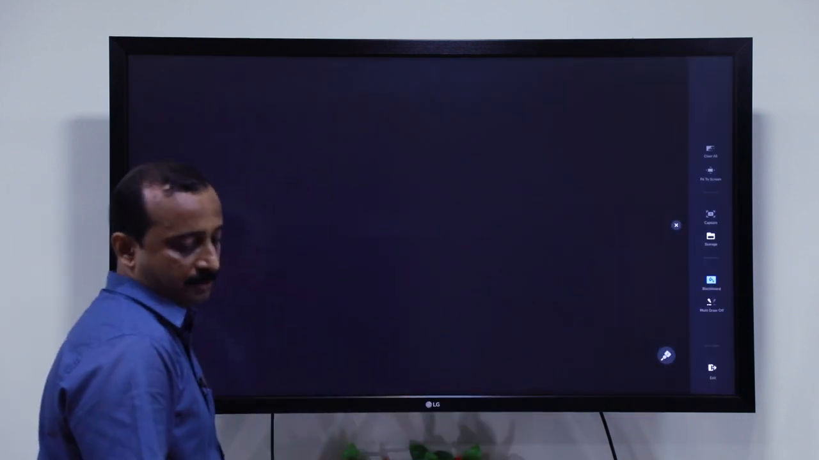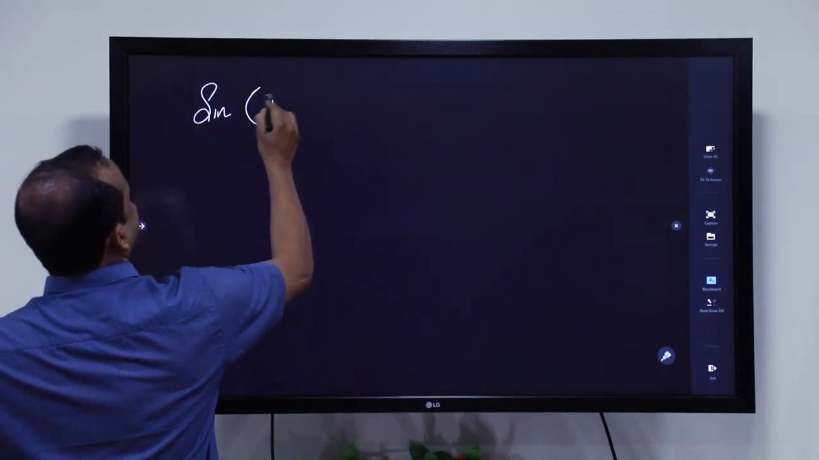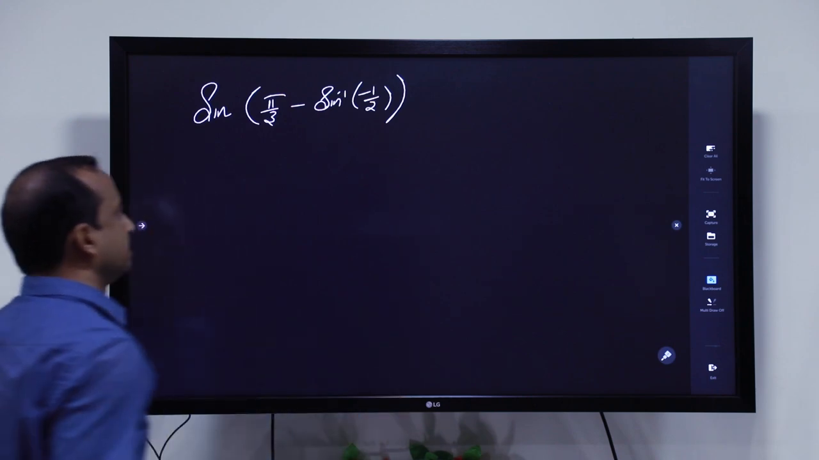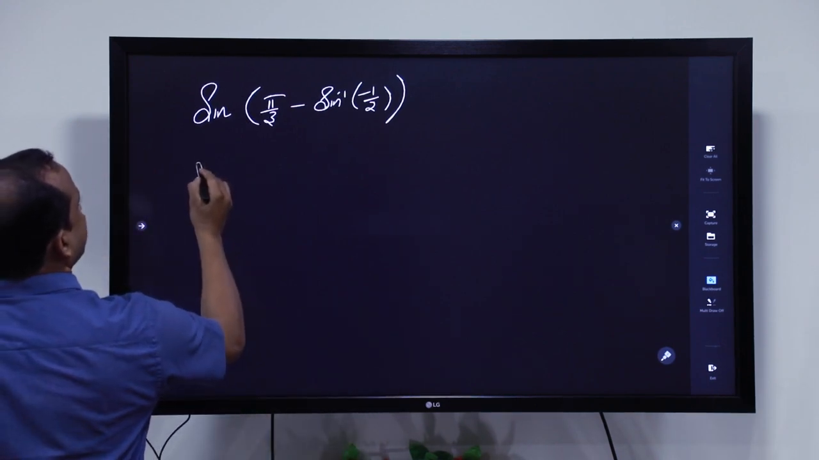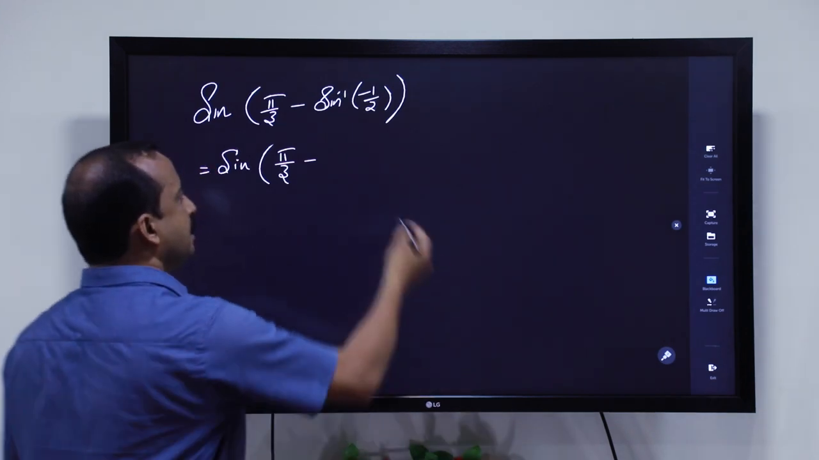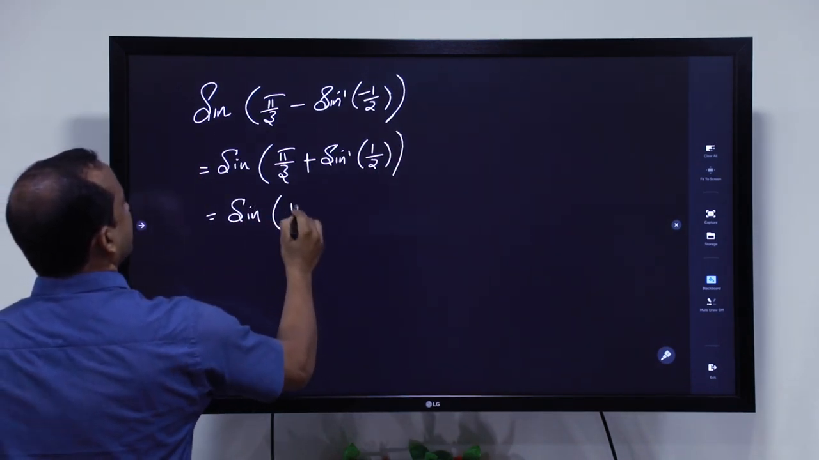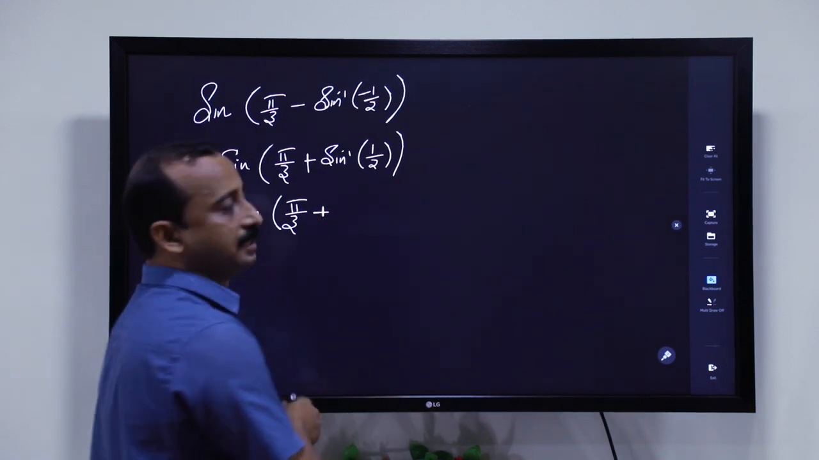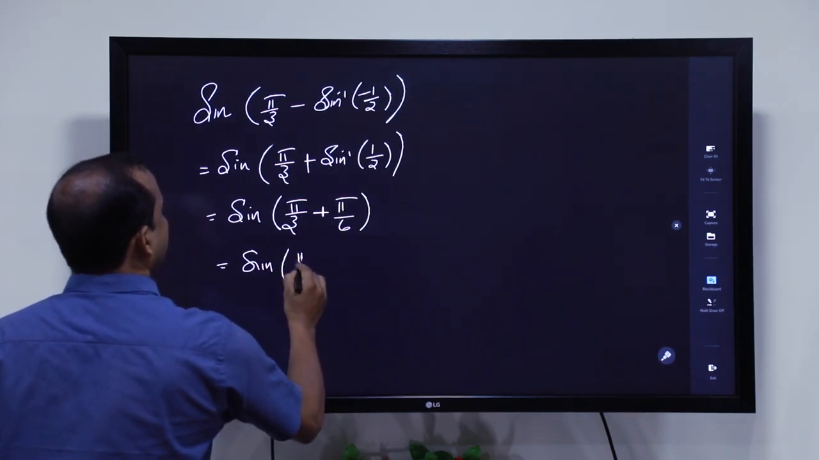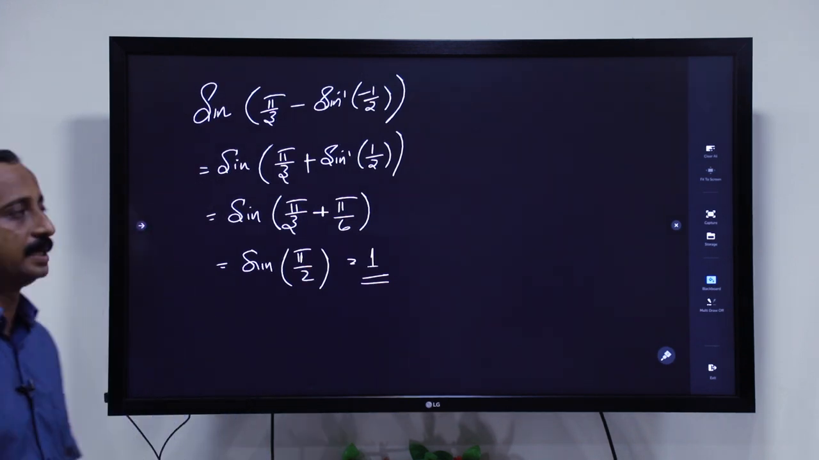Okay, we'll do one more question similar to this type. Find the value of sin of pi by 3 minus sin inverse minus 1 by 2. That is equal to sin of pi by 3 minus, you know, sin inverse minus x is minus sin inverse x, so minus plus sin inverse 1 by 2. That is equal to sin of pi by 3 plus, sin 1 by 2 corresponds to 30 degrees, that is pi by 6. That is equal to sin of 30 plus 60, that is pi by 2. That is the value of sin 90, the answer becomes 1.